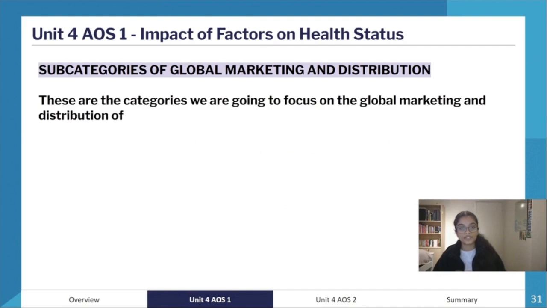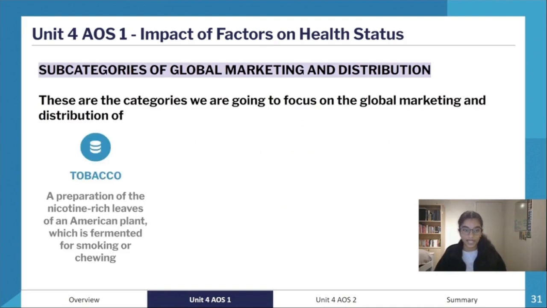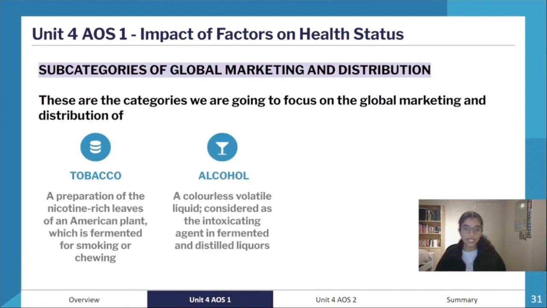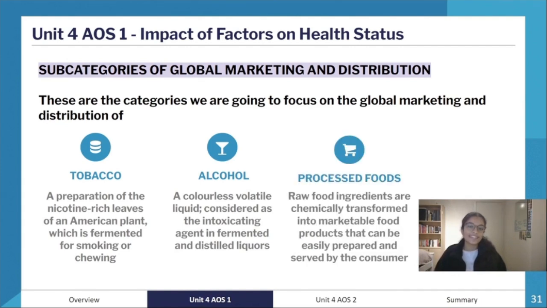So the categories that we're going to be looking at are tobacco, which is the nicotine-rich leaves used for smoking or chewing, alcohol, and processed foods. That's when raw food ingredients are transformed into marketable food products that can be easily prepared and served by the customer. So it's not made from scratch, it's not made in a fresh way, it's not made using low levels of salt or sugar. It's made to be as tasty and as efficient as possible, which obviously can lead to lots of health impacts.